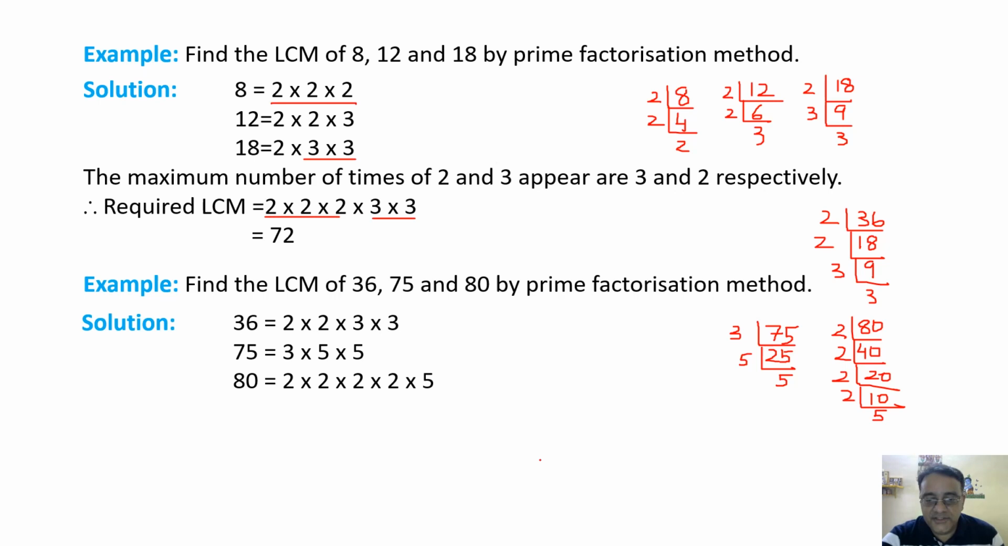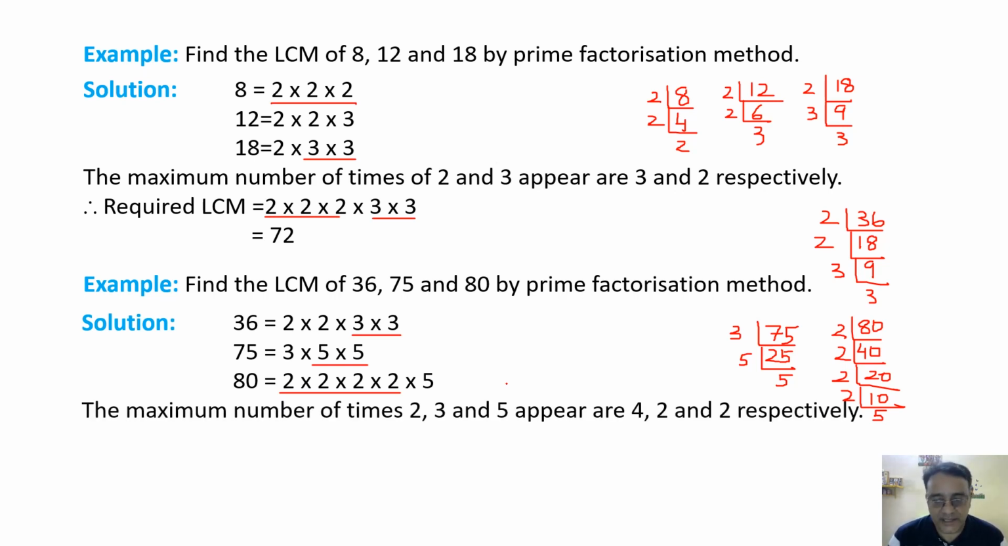Now there are 3 different prime factors involved here, 2, 3 and 5. So 2 repeated maximum number of times in which number? 80. 4 times in 80. And 3? 36. Right, 2 times in 36. And 5? 75. 2 times in 75. Now the maximum number of times repeated, 2 repeated 4 times, 3 repeated 2 times, 5 also repeated 2 times. The product of these underlined numbers, these maximum numbers, is the required LCM.